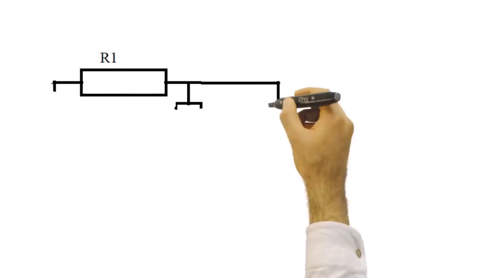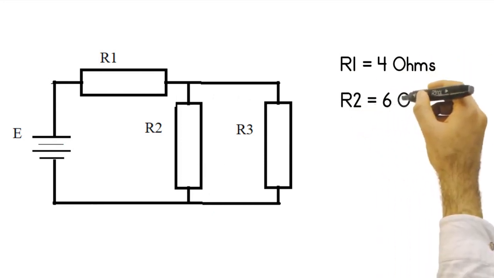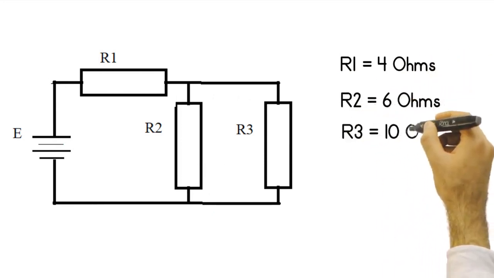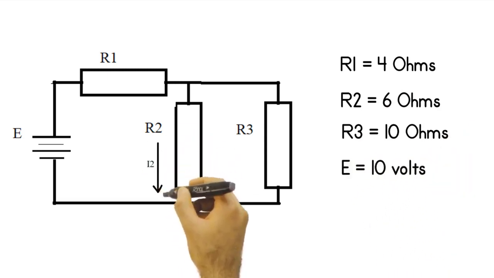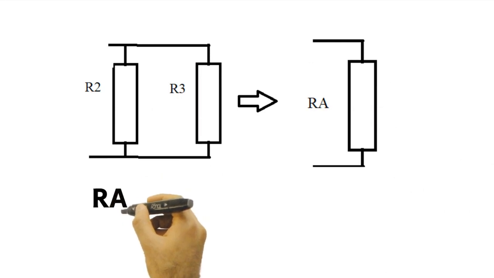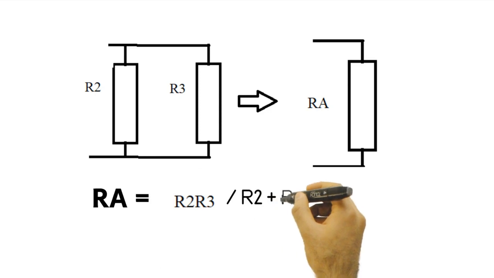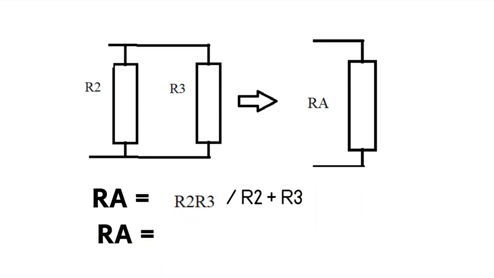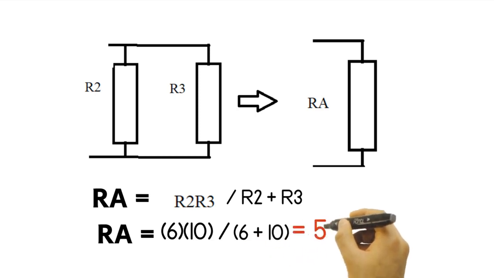In this circuit, R1 equals 4 ohms, R2 equals 6 ohms, and R3 equals 10 ohms. Supply voltage, E equals 10 volts. And we need to find the current through R2. First, we need to determine parallel equivalent resistance, RA, of R2 and R3. RA equals R2 times R3 divided by R2 plus R3. This gives us 6 times 10, divided by 6 plus 10, which results to 5 ohms.